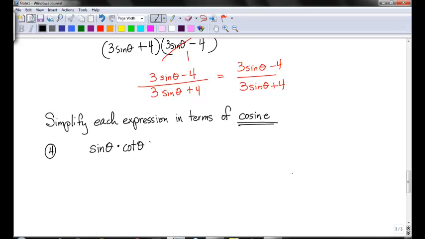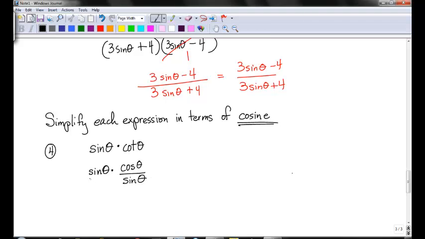Okay, sine of theta times cotangent of theta. Now this, all of this, you're going to use your card. We want to get to cosine. What's cotangent in terms of sine and cosine? Yep, so it's cosine divided by sine. You should find that on your card. Cotangent is cosine over sine. That's one of the ratio identities.